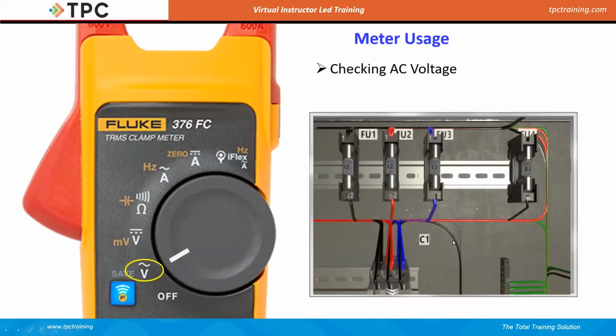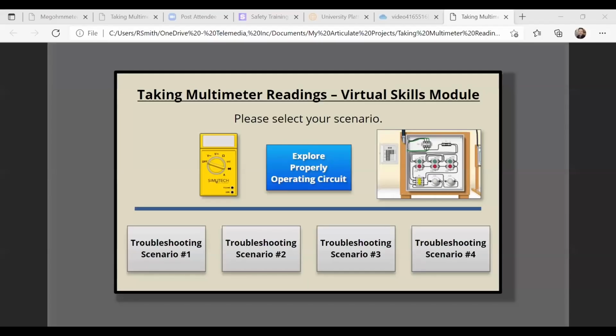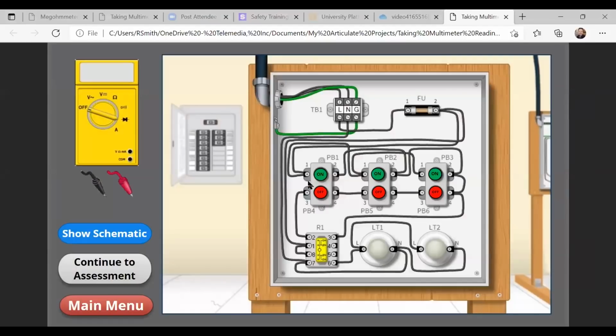Okay. So let's go check some AC voltage here. All right, so you should see a taking multimeter readings module on your screen now. What we're going to see here in this circuit is a more basic circuit, but it still has all the fun components. We got a push button that you can press. Lights are on, lights are off, lights are coming on, lights are coming off.